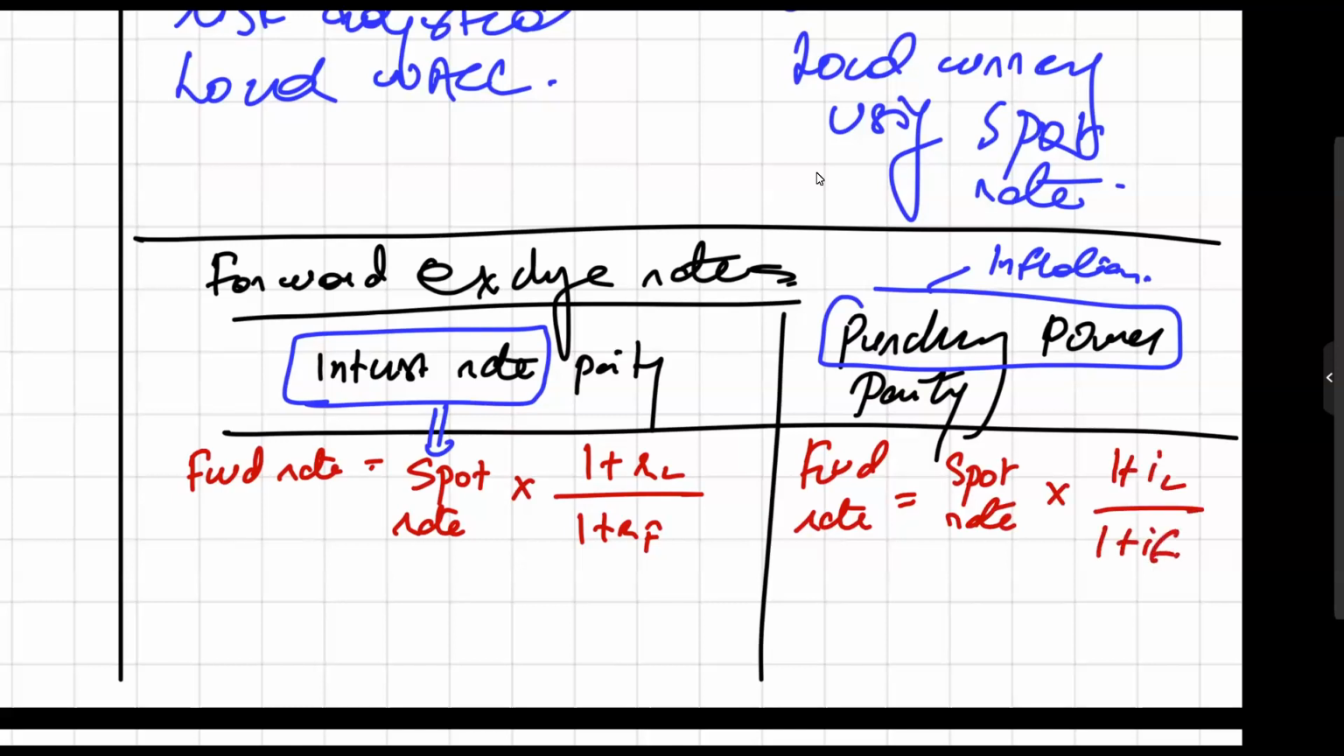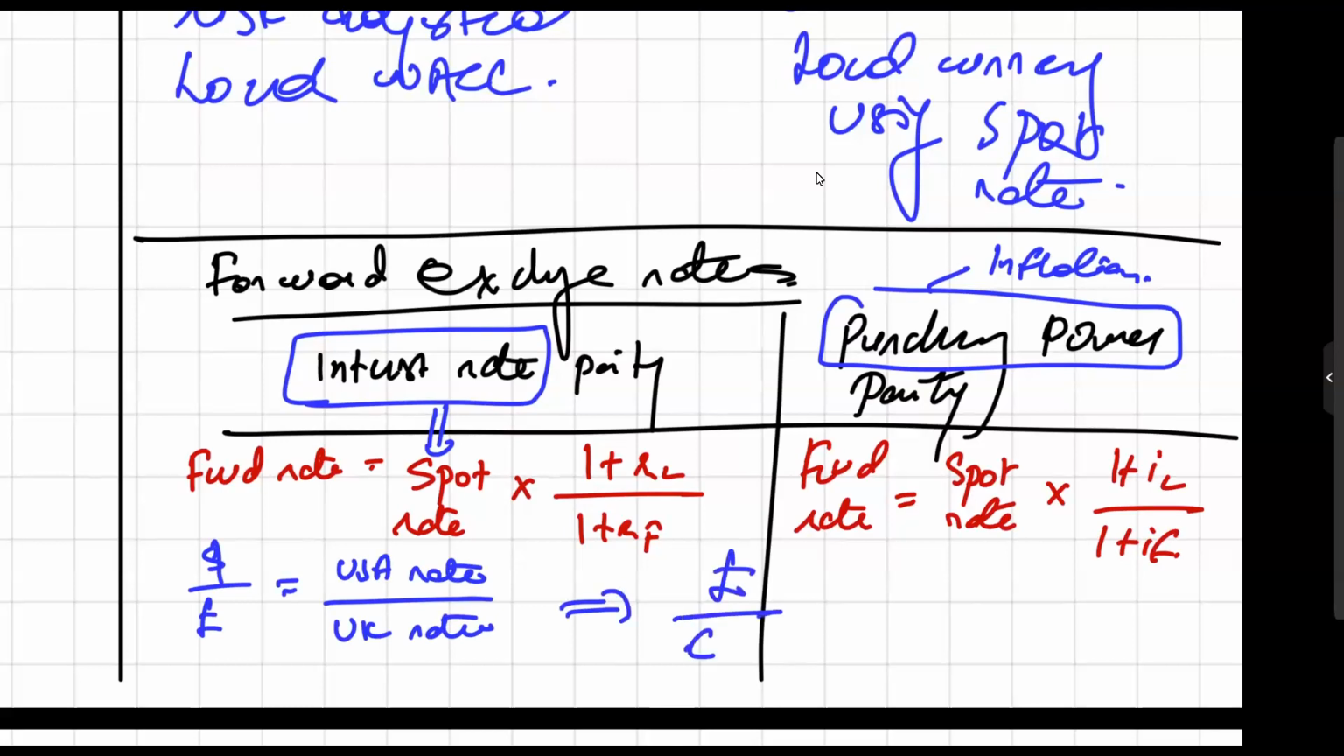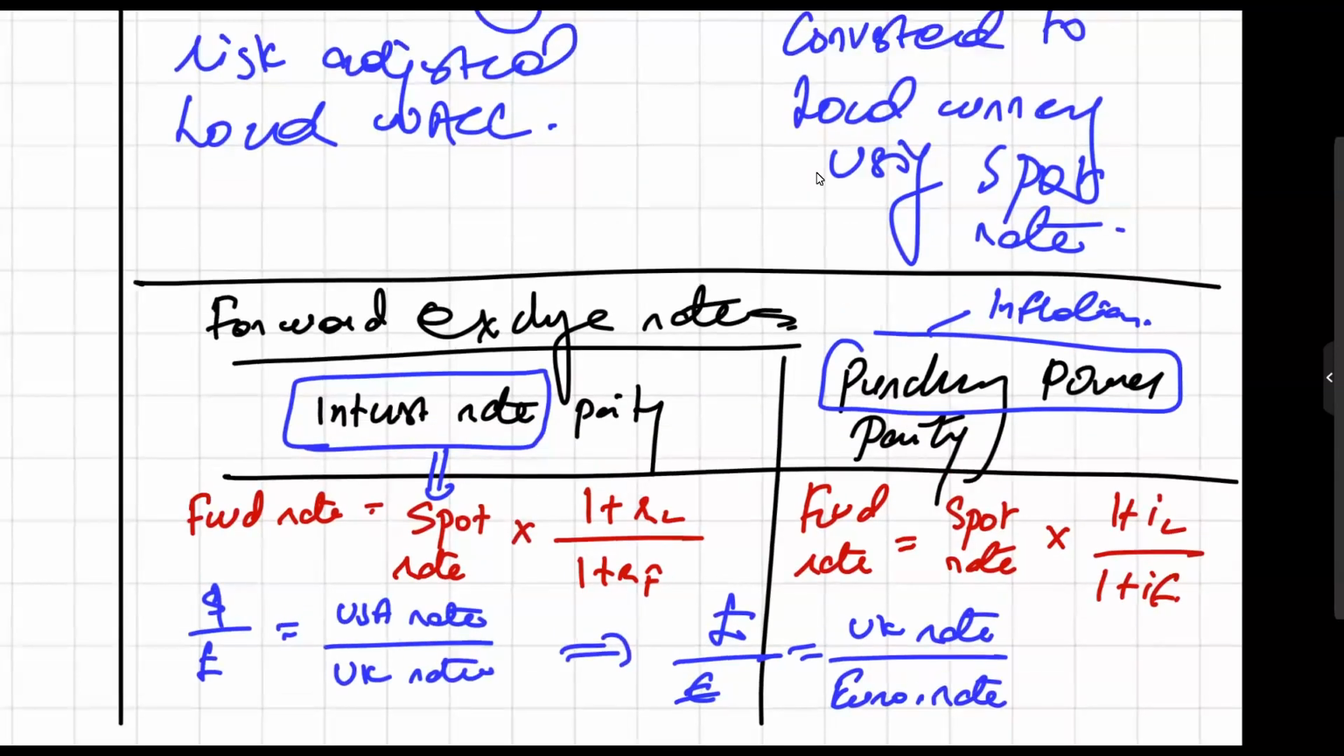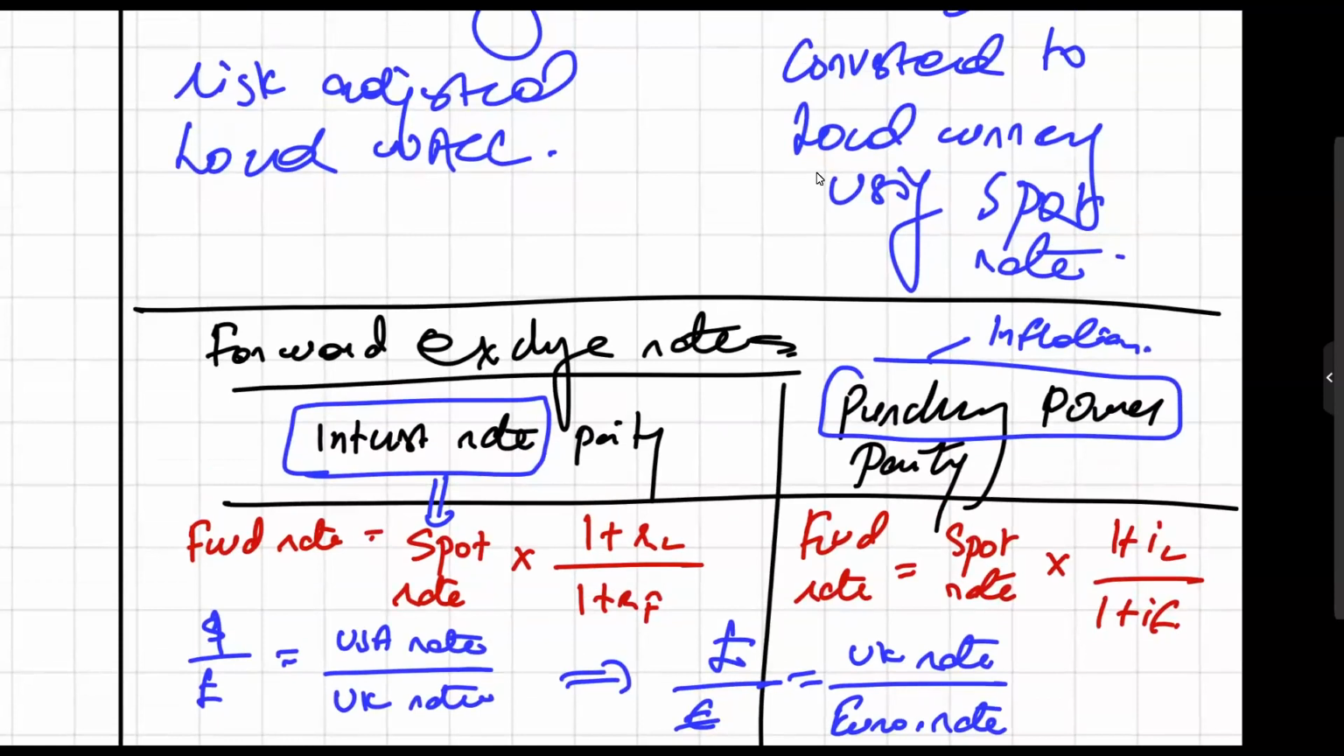Now, for example, if the exchange rate is dollar upon pound, you would use the USA rates in the numerator and the UK rates in the denominator. If the exchange rate is written as pound upon euro, you would use the UK rate in the numerator and the euro rate in the denominator. That's what you are going to do.